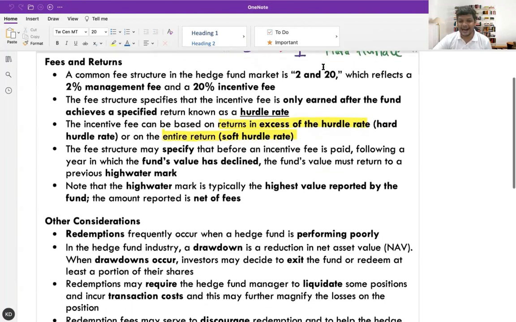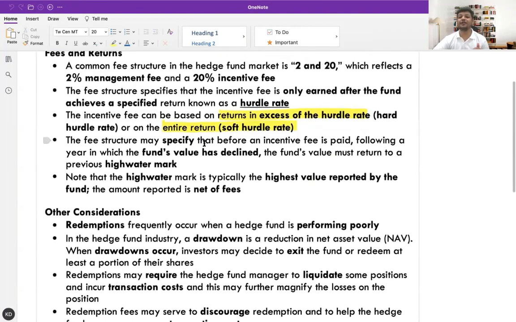So basically, the fee structure may specify that before an incentive fee is paid, following a year in which the fund's value has declined, the fund's value must return to a previous high water mark. Oh, wow. What is high water mark? First of all, I will discuss that with an example. But high watermark is the highest value of the fund. Until your fund breaches that value, you will not get an incentive.